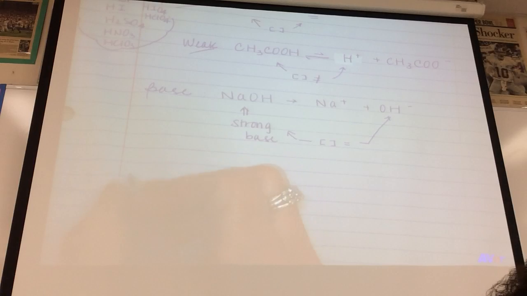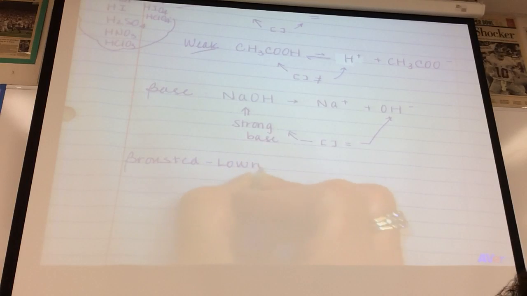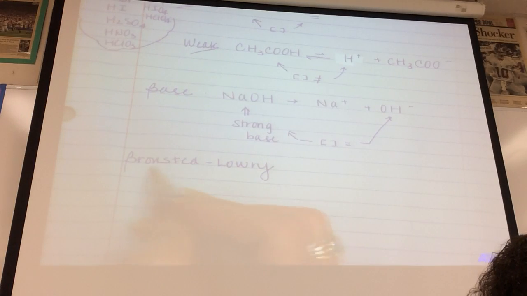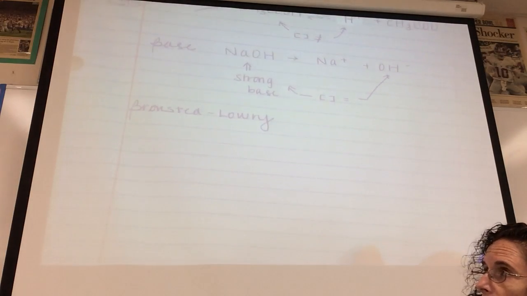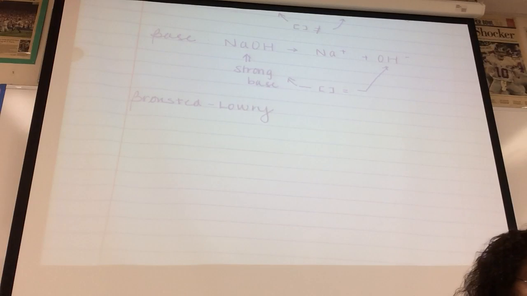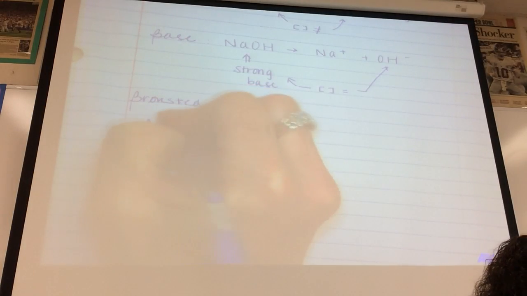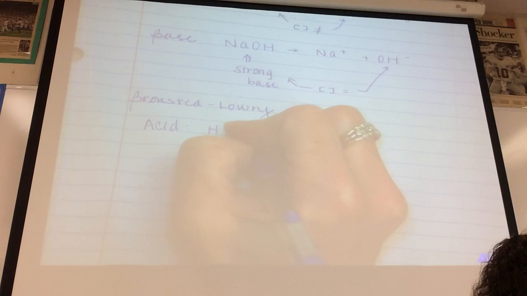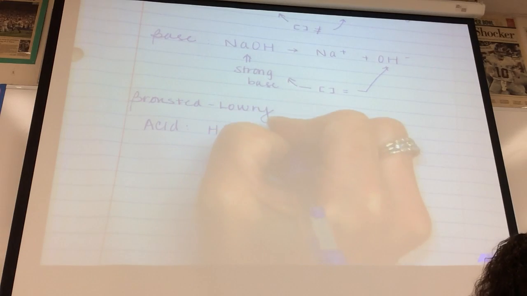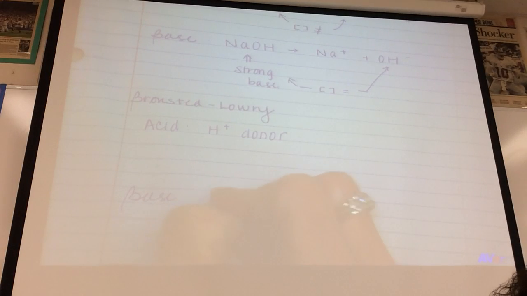The Bronsted-Lowry definition focuses not on what's generated, but transfer of protons. So you'll recall that an acid is a proton donor, and a base is a proton acceptor.